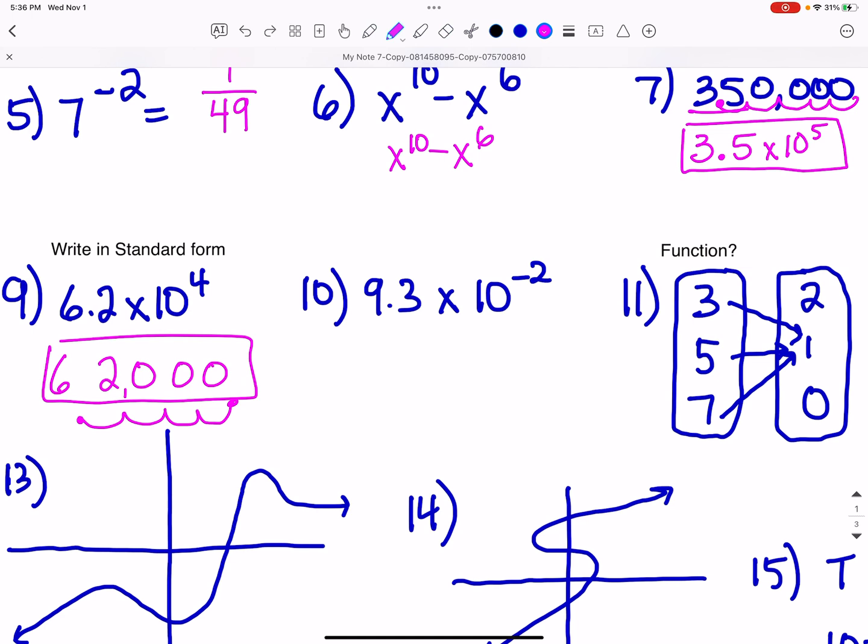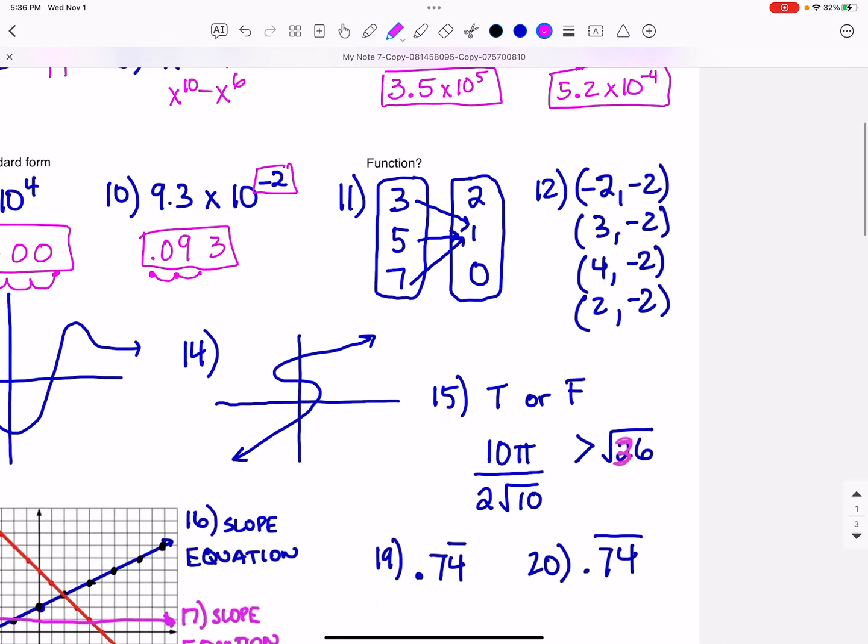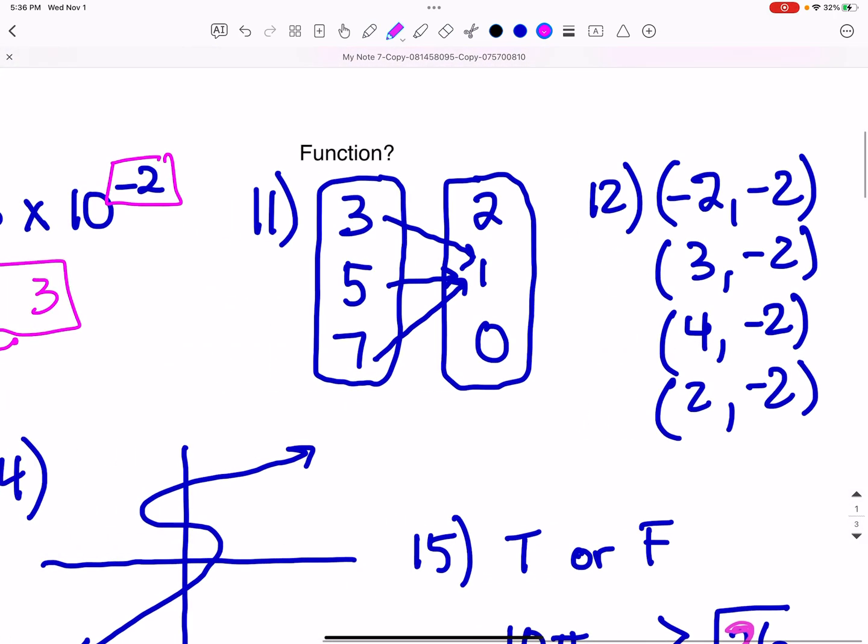All right. 9.3 would be, the decimal would be like right there, and we're moving it backwards twice. So now it'd be 0.93. Now we move it to there, 0.093. There we go.